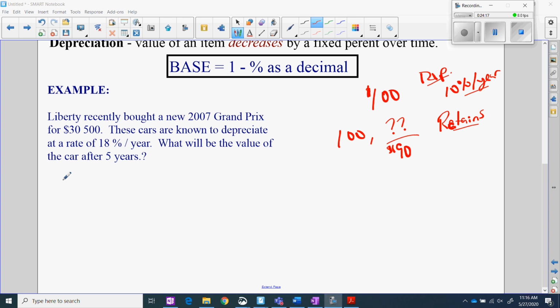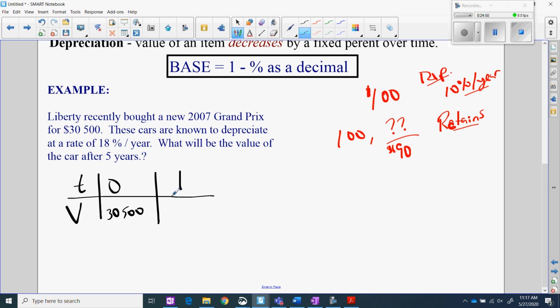All right, so here would be our situation. So again, you can always turn these into these little charts. I kind of like to do that. So this one's talking about buying a new car for $30,500. These cars are known to depreciate, so lose value at a rate of 18% per year. What would be the value of the car after 5 years? So the time in the beginning, that's always 0. V, what's its value? So the value of the car in the beginning was $30,500.